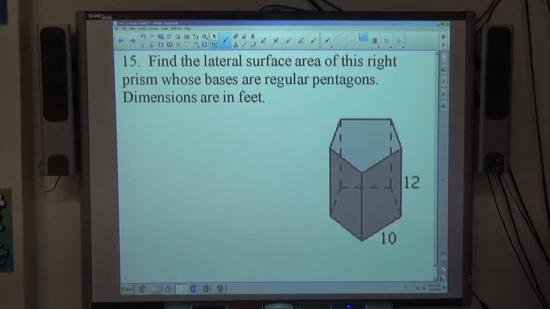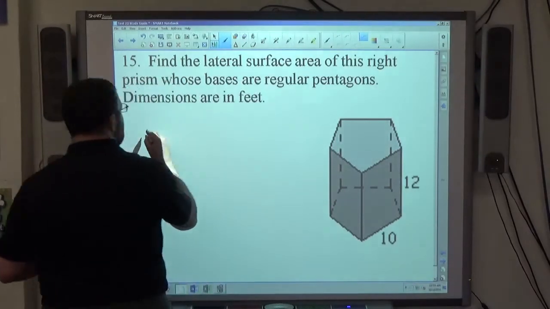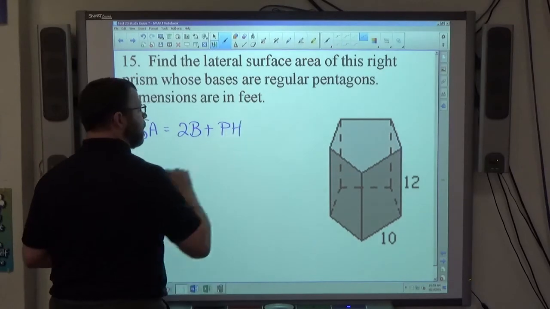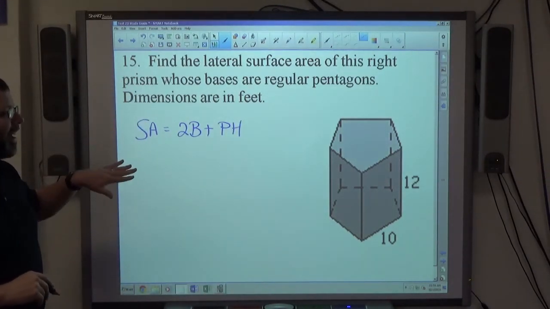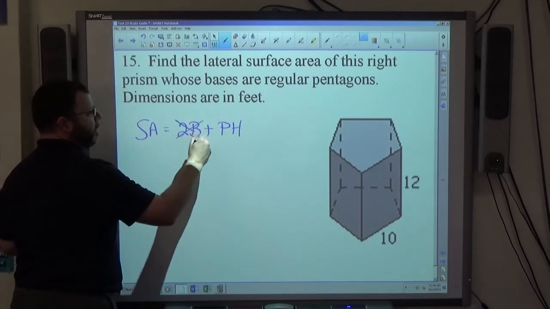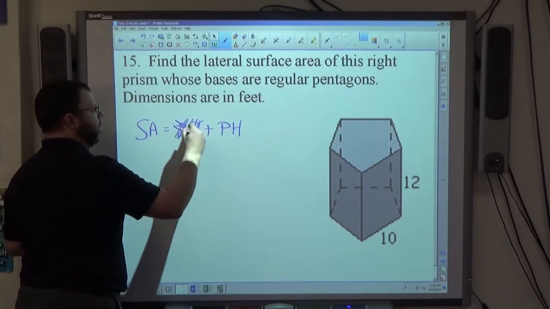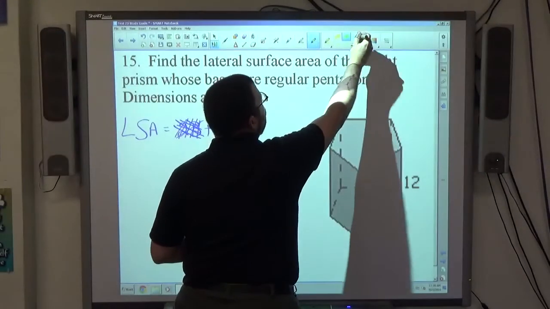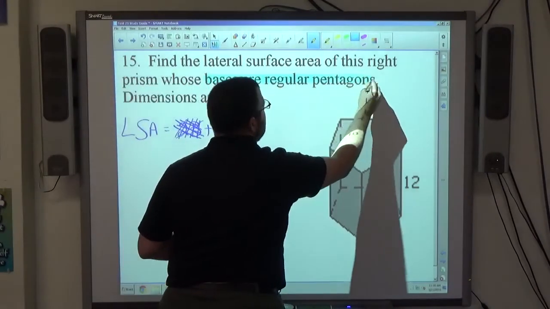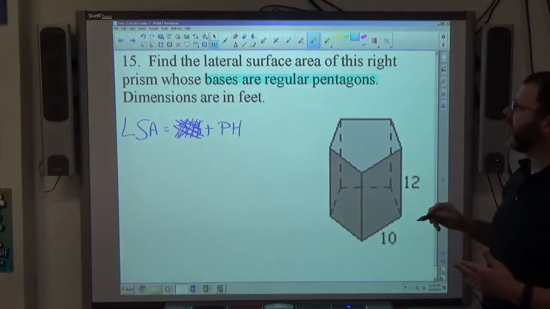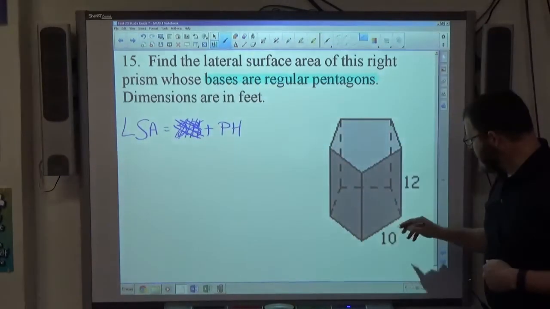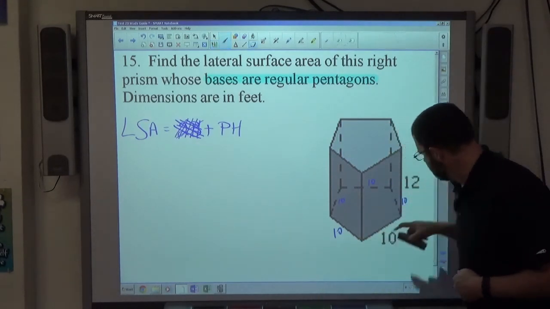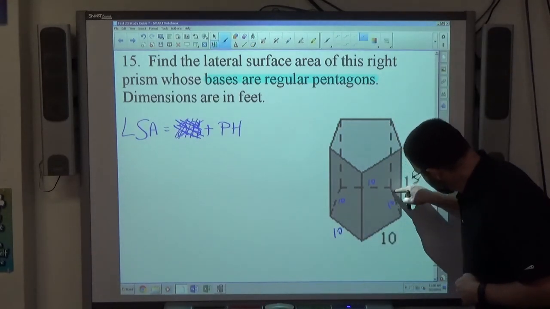Number 15, lateral surface area. Now the surface area of a prism is 2B plus PH. Lateral surface area, they want the area of the sides, not the bases. So the area of the bases is right here, so we throw that out. So the lateral surface area is just PH. Now it tells me the bases are regular pentagons. Regular pentagon simply means all the sides are the same measure. So if that's 10, then this is 10, and this is 10, and this is 10, and this is 10. So there's no confusion, 10 is that slanty side there.